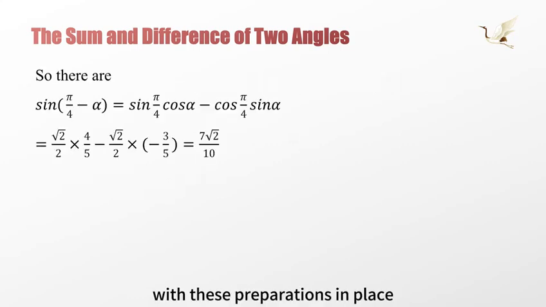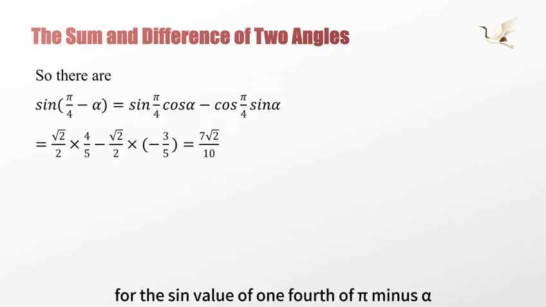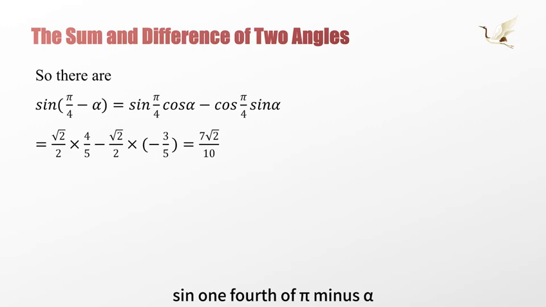With these preparations in place, we can now solve for the sine value of (1/4 pi minus alpha). Sine of (1/4 pi minus alpha) equals sine 1/4 pi cosine alpha minus cosine 1/4 pi sine alpha, according to the sine formula of the difference of two angles. Substituting the sine and cosine values we just obtained, the value is 7/10 of root 2.